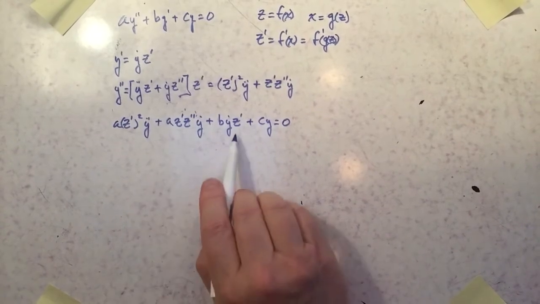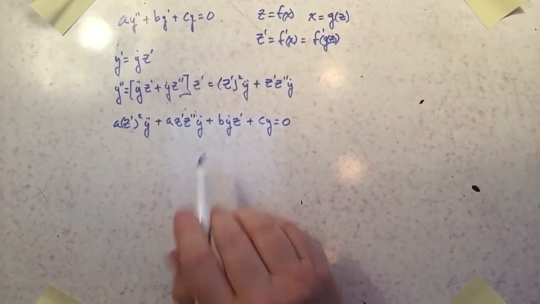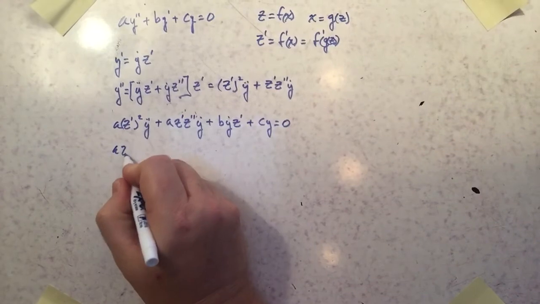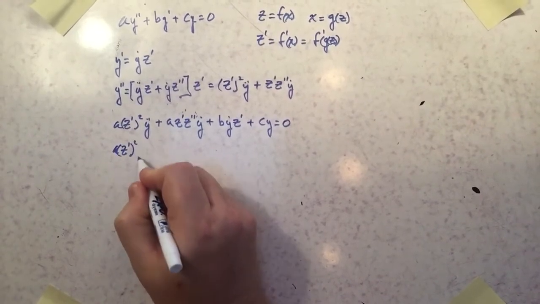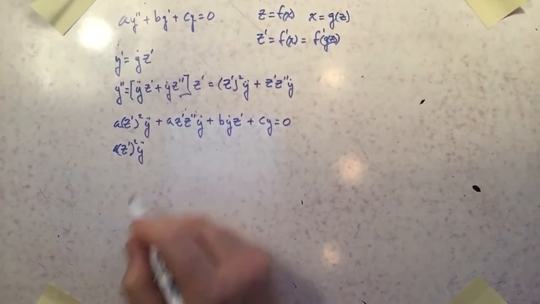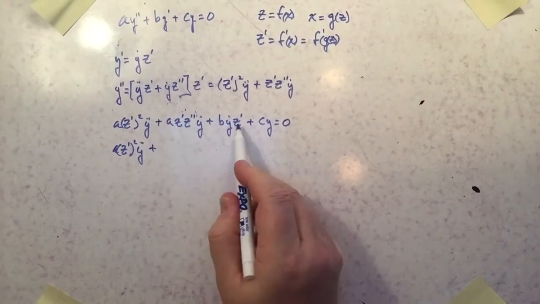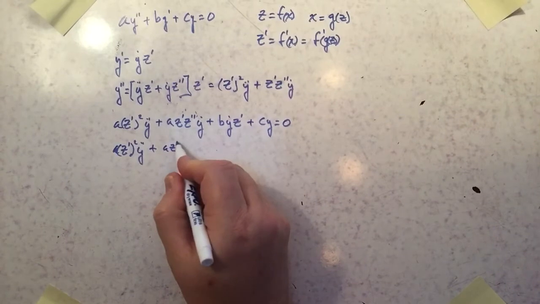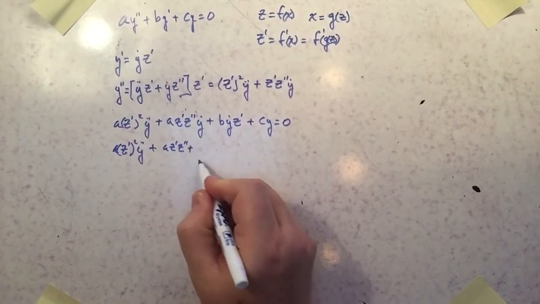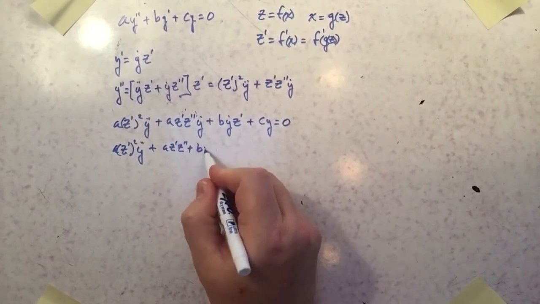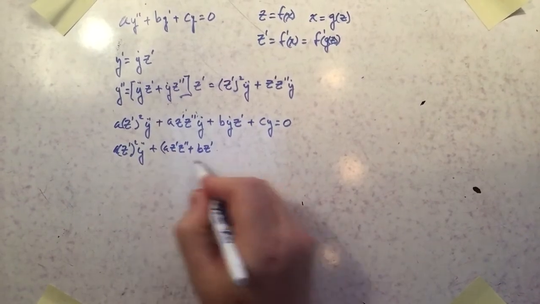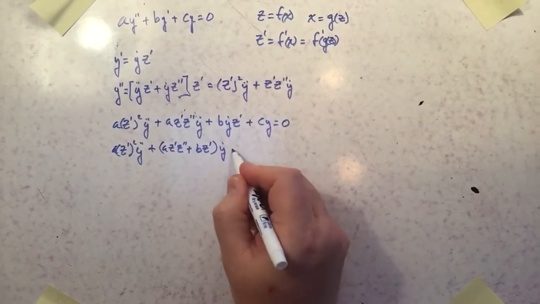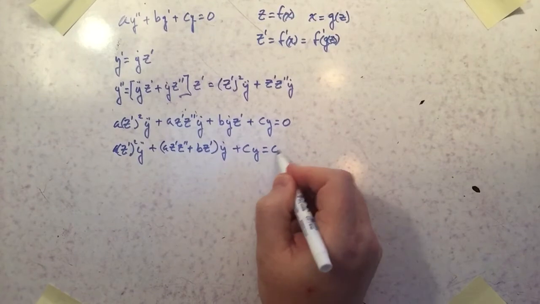Okay, I can clean up this middle here because they're both in terms of y prime. So there'll be a z prime squared y double dot plus, and then I'll combine all this over a common denominator. It's going to be a z prime z double prime plus b z prime, and all that's times y dot plus c y equals 0.